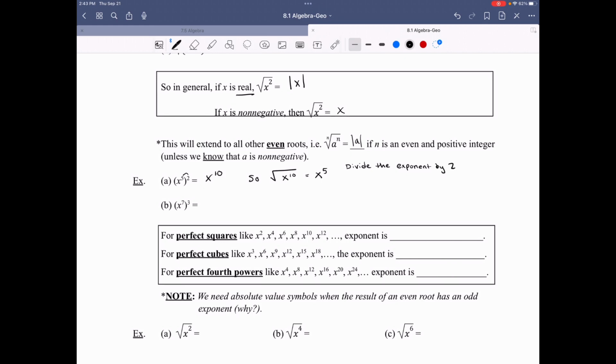We just have to divide the exponent by 2. Right, so x to the 10th, if we divide 10 by 2, we get 5. Here, let's multiply, and we get x to the 21st. So the cube root of x to the 21st is equal to x to the 7th. So we just did 21 divided by 3 to get 7.